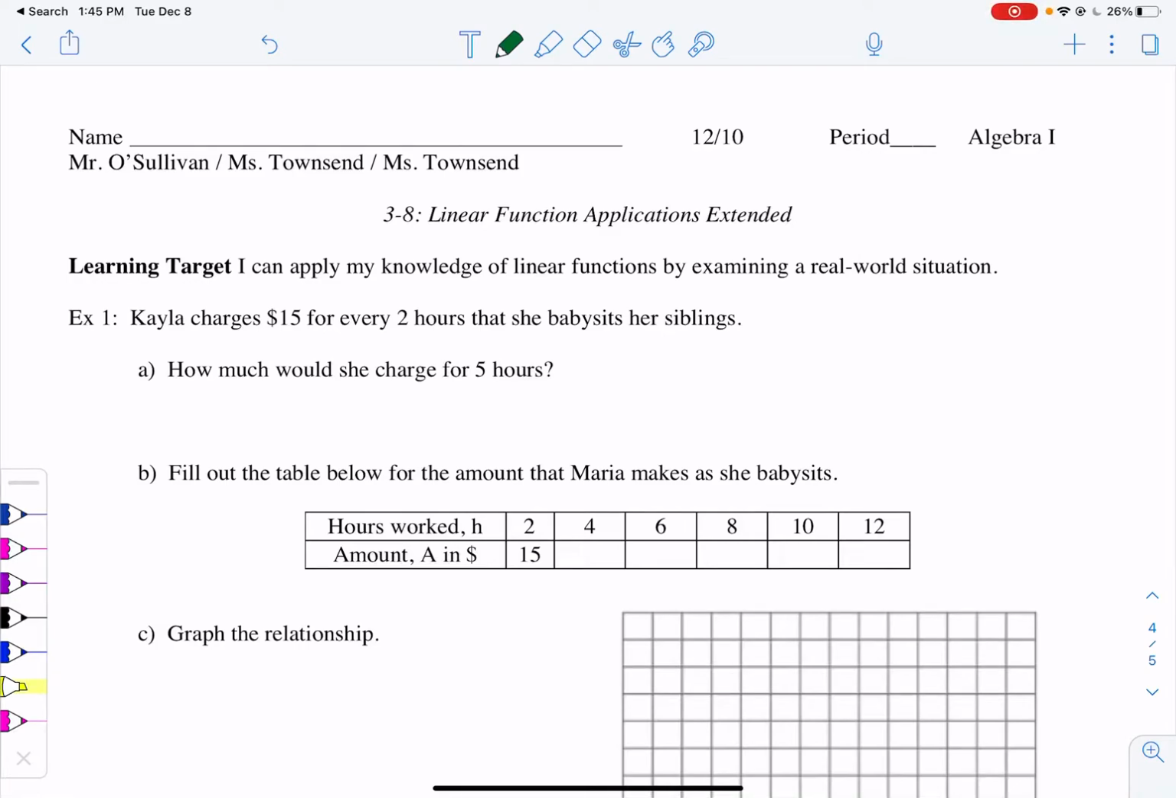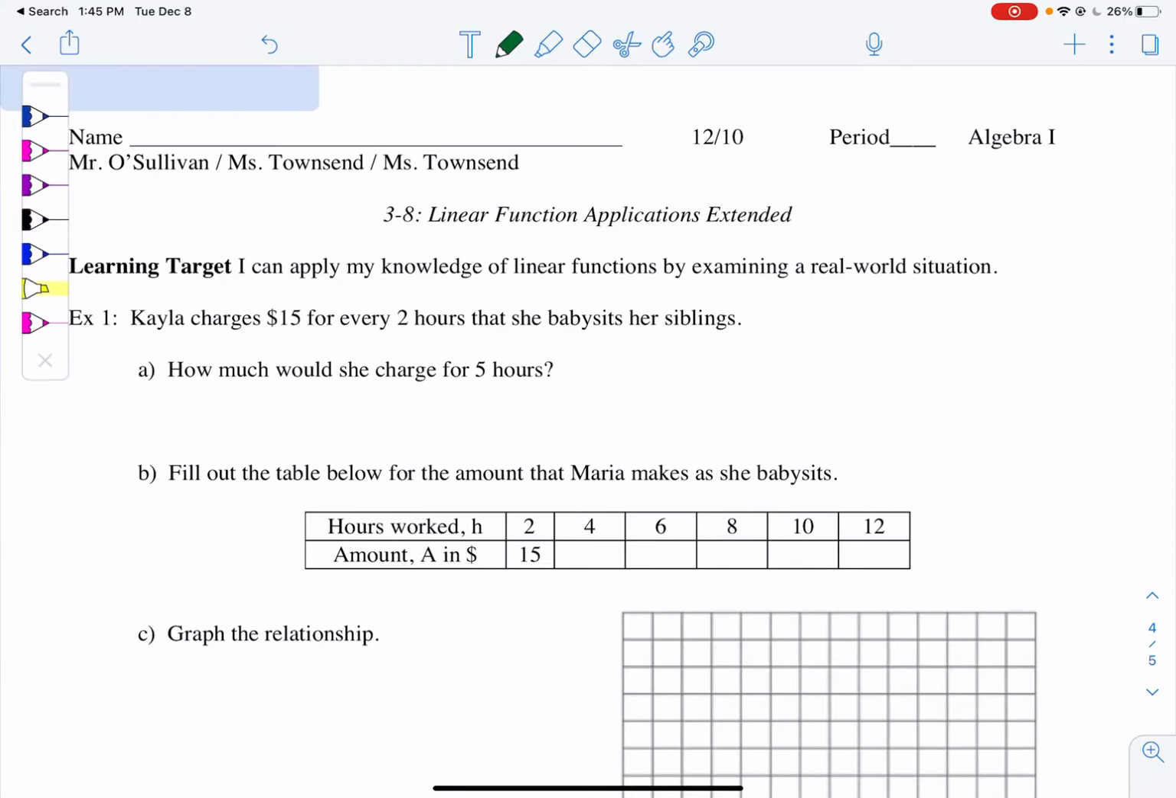Today you're going to be doing an edPuzzle assignment on linear function applications extended. So we did word problems yesterday. We're doing a second day of real world situations where we can use linear functions to apply them. So today's learning target is I can apply my knowledge of linear functions by examining a real world situation.